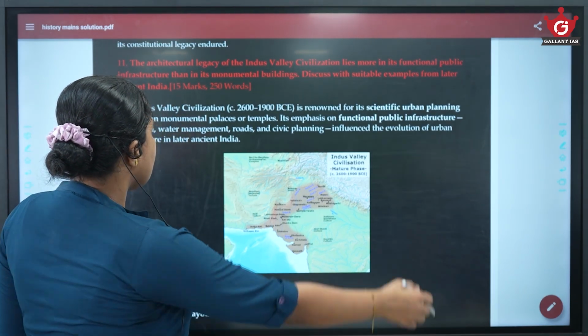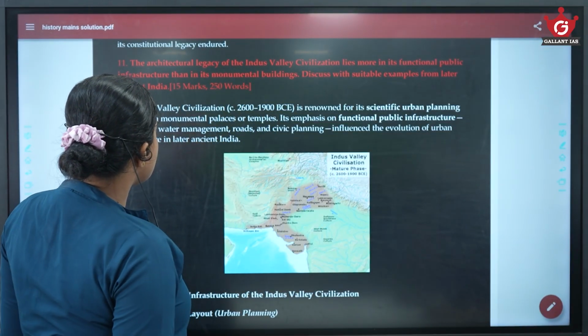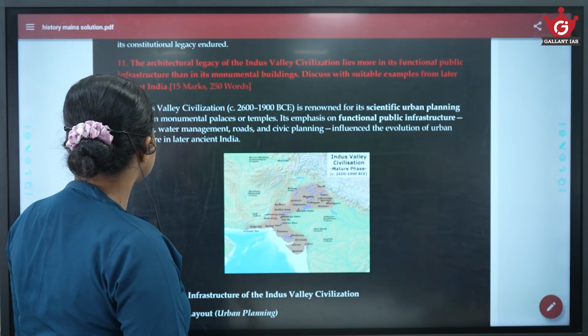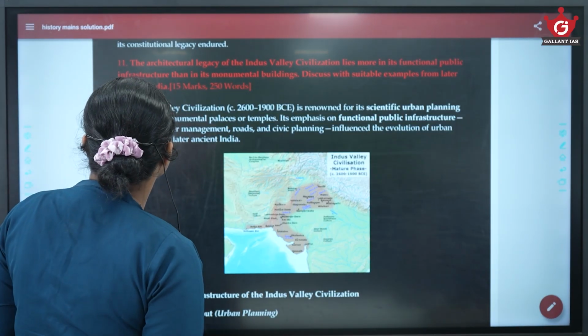First question is regarding Indus Valley. So this is an important area. The architectural legacy of Indus Valley civilization lies more in its functional public infrastructure than its monumental buildings. Okay, that is the statement being given. Discuss with suitable examples from later ancient India.